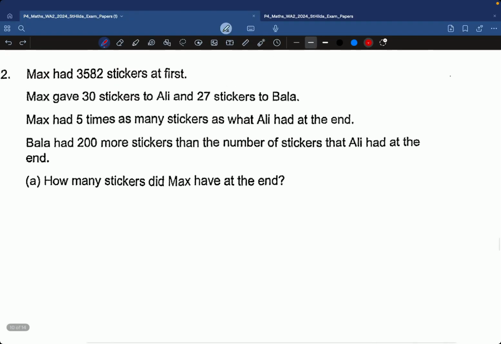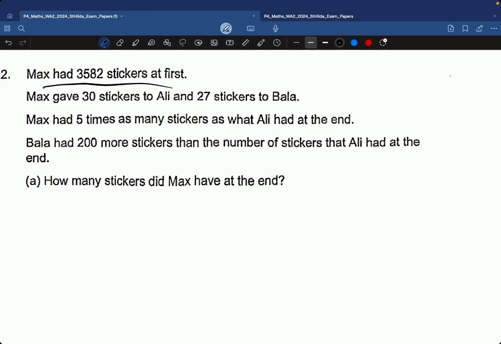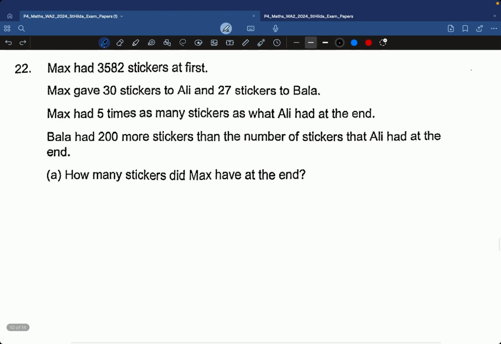Okay. So step by step, Max had 3,582 stickers at first. Max gave 30 stickers to Ali and 27 stickers to Bala. Max had 5 times as many stickers as what Ali had at the end. Bala had 200 more stickers than the number of stickers that Ali had at the end. How many stickers did Max have at the end? Oh no. Okay, so now we do it step by step.